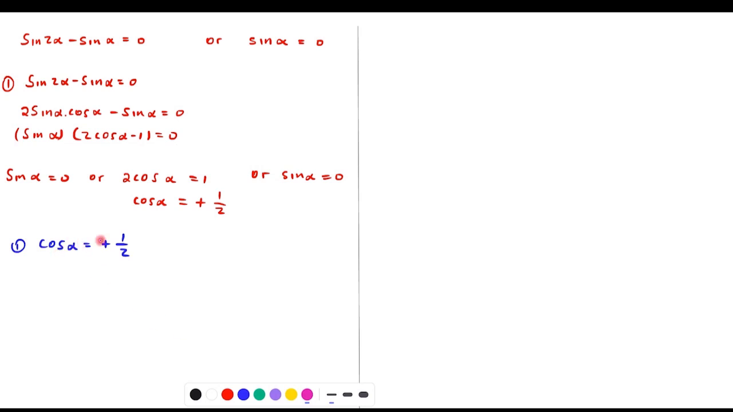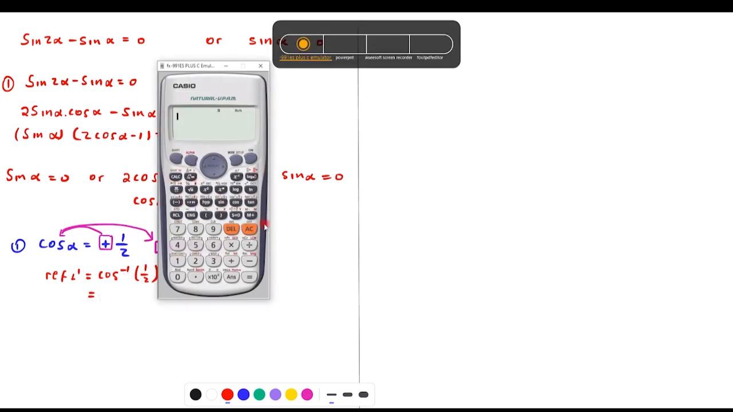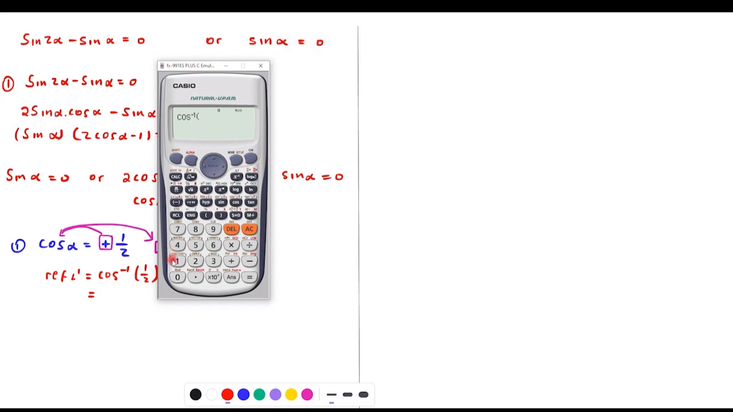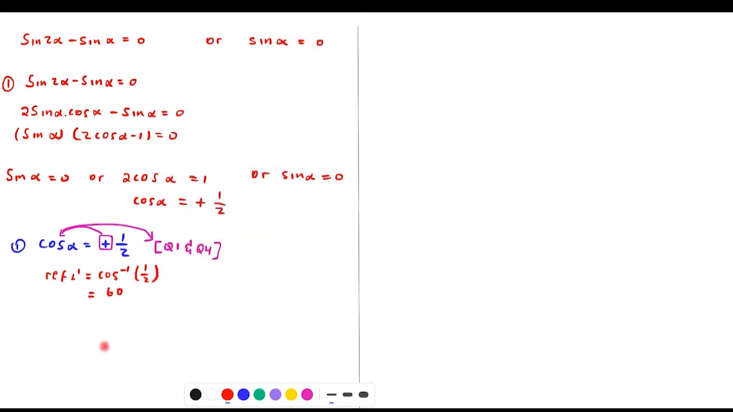So the first thing that we do is, we know that the sign here tells us in which quadrant cos is positive, right? So cos is positive in the first quadrant and fourth quadrant, and then from there we need to find our reference angle. So our reference angle is going to be cos inverse 1 over 2. Press that in your calculator, 1 over 2, so this is going to be 60. And then from there we're going to do our general solution.